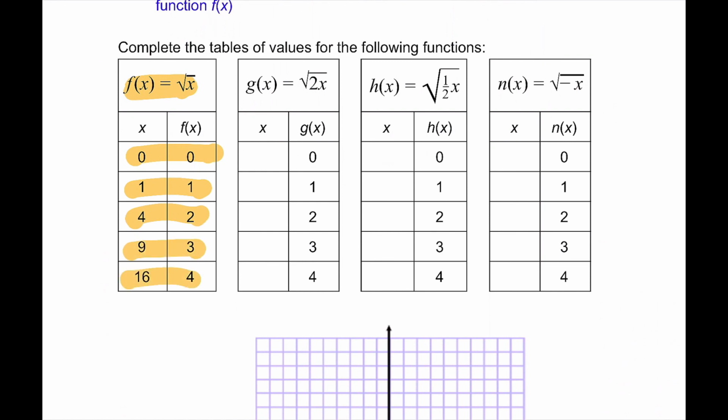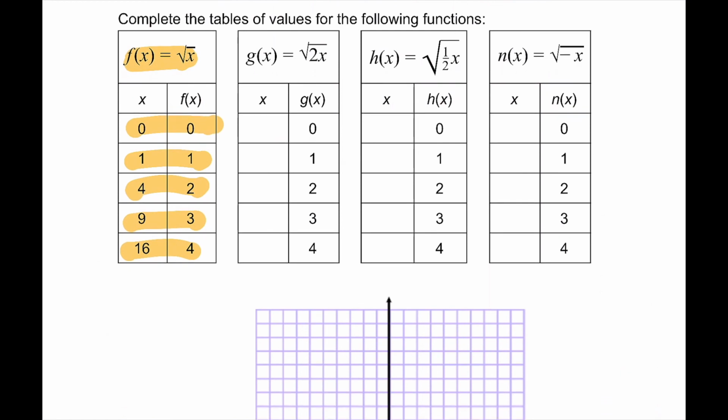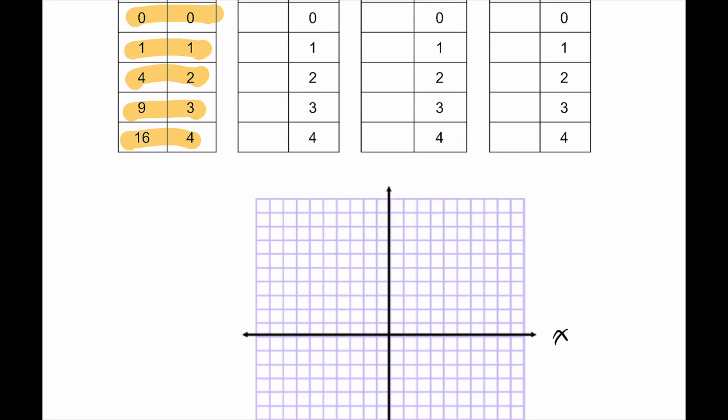So I'm just going to graph this, and maybe I'll graph this in black. So let's label our axes and give us a scale.